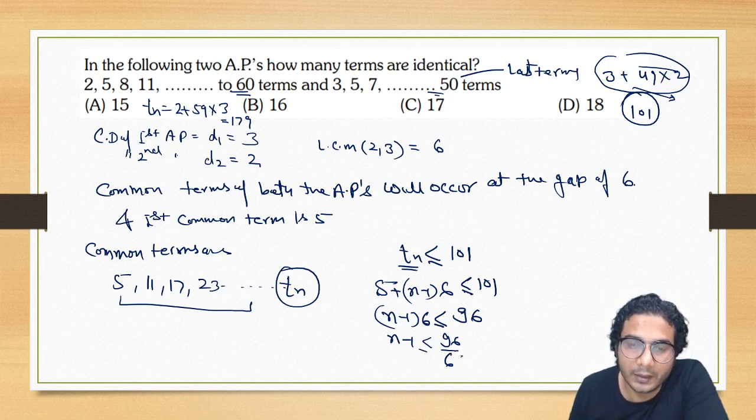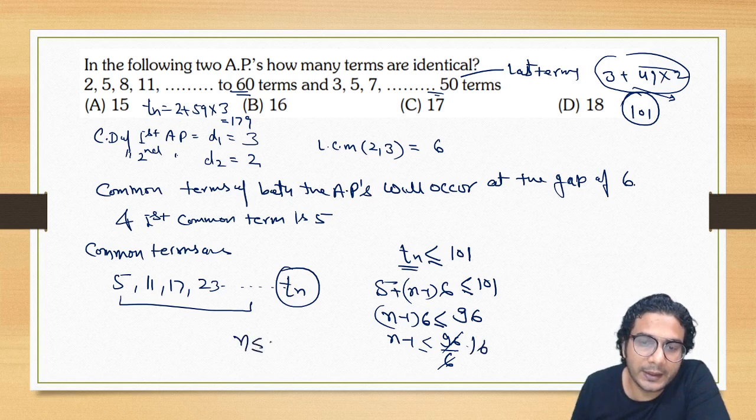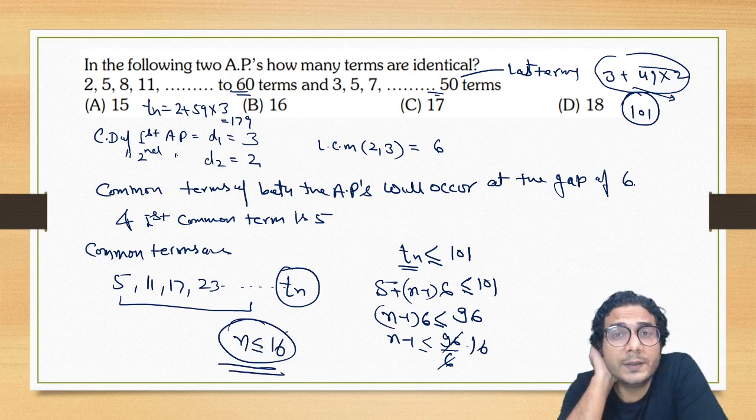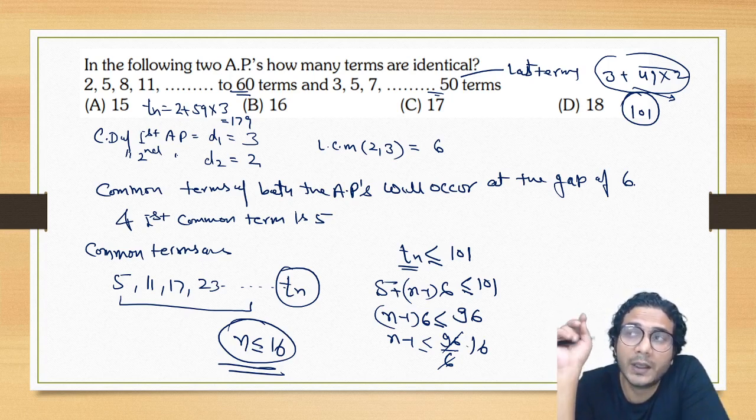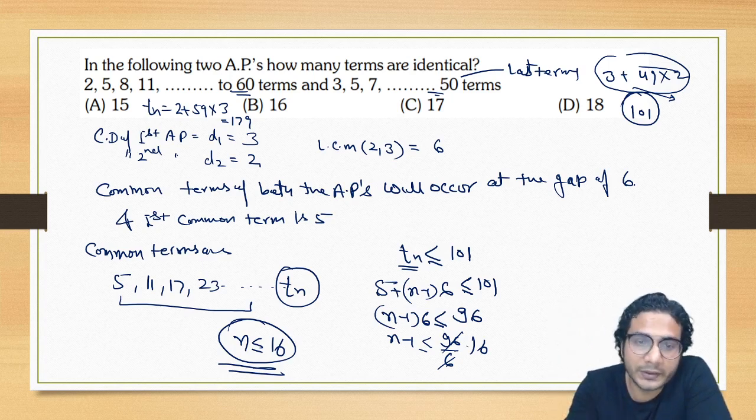So actually, yeah, you are getting an integer. The size is 16, so n is less than or equal to 16. So 16 terms are common. What if you would have got 16.5? Then also 16 terms will be common, because 16.5 is not an integer. It is less than or equal to 16.5, so you need to take the greatest integer. The greatest integer less than or equal to 16.5 is 16, so 16 is the answer.